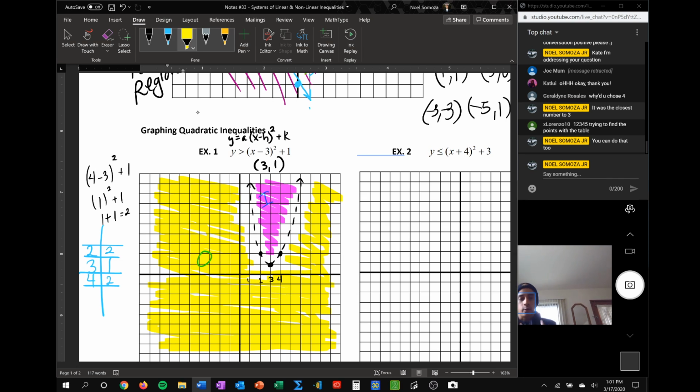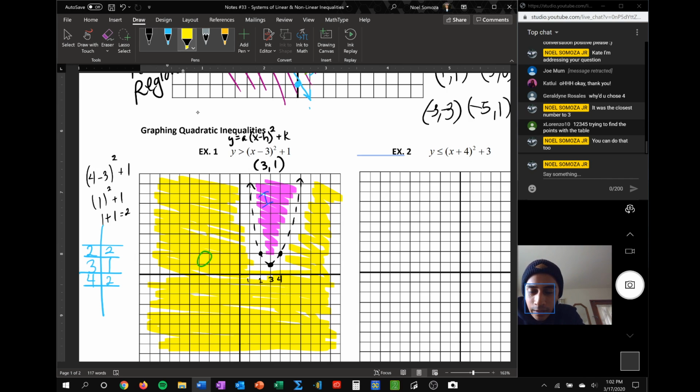So, if I'm greater, I want to be above. Okay? Above, in this case, would mean to be inside, right? Because if I was less than, then I would have to be underneath, right? And that doesn't quite make sense.